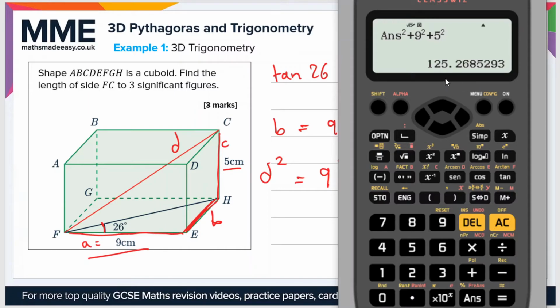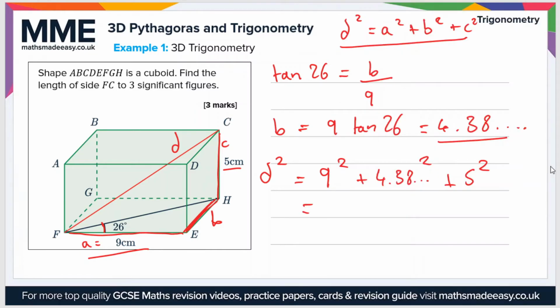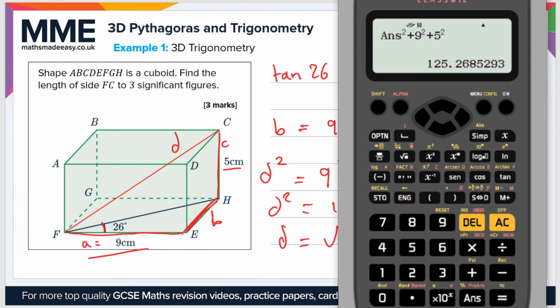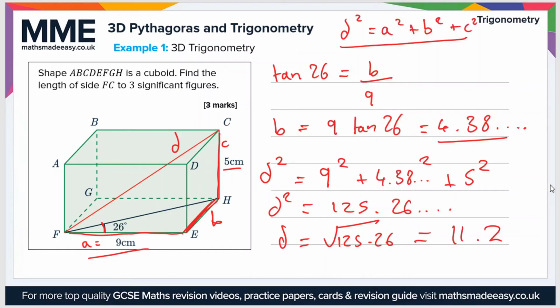So that gives us a value of 125.26 something or other. So d squared equals 125.26 and so on. And then finally we just have to square root our answer. So d is the square root of the answer we just had, and that gives us 11.1923, or to three significant figures as the question asks, that's 11.2. So D equals 11.2 centimetres, and that is the side length FC.